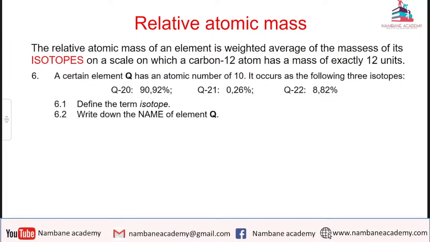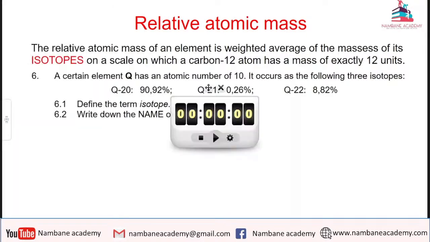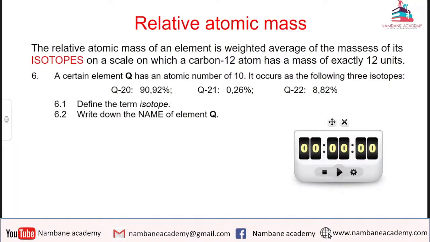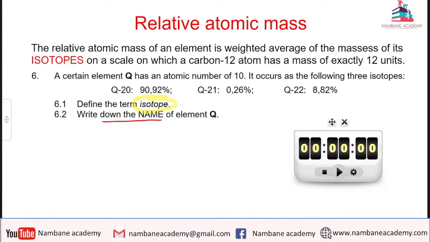Let's now do this particular activity very quickly. Define the term isotope. You can skip that, you have given me your definitions. What I want us to do quickly now is write down the name of element Q. That will be done in the next 4 minutes. Kindly send your answers to me.